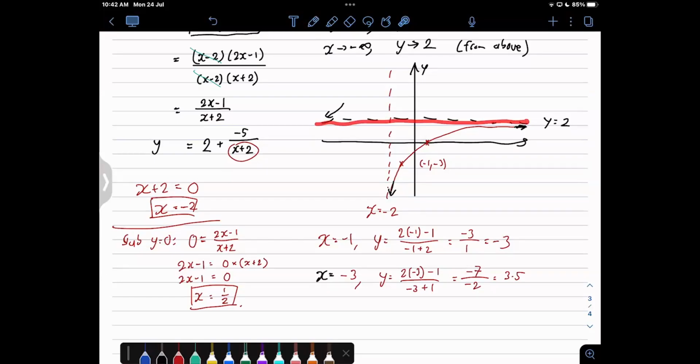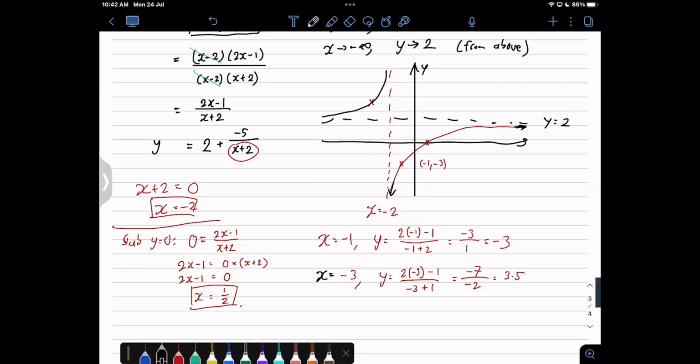Then it means you can see already. If you want to approach this vertical asymptote and this horizontal asymptote, and you must pass through that point, it can only be this possible curve. Is that clear to you? Okay. Yeah, so then we are done.